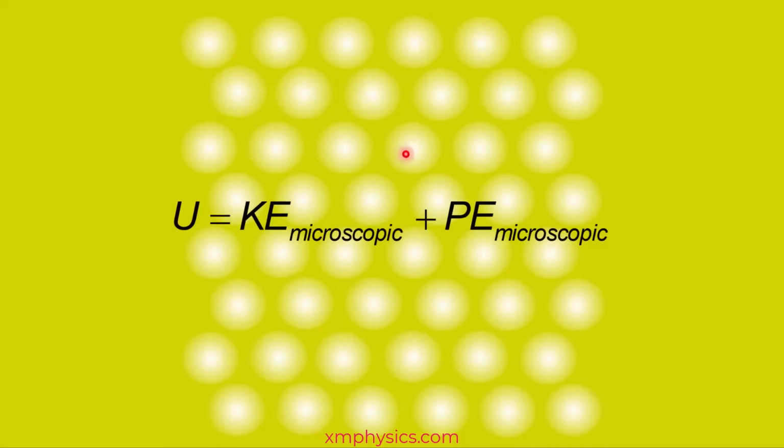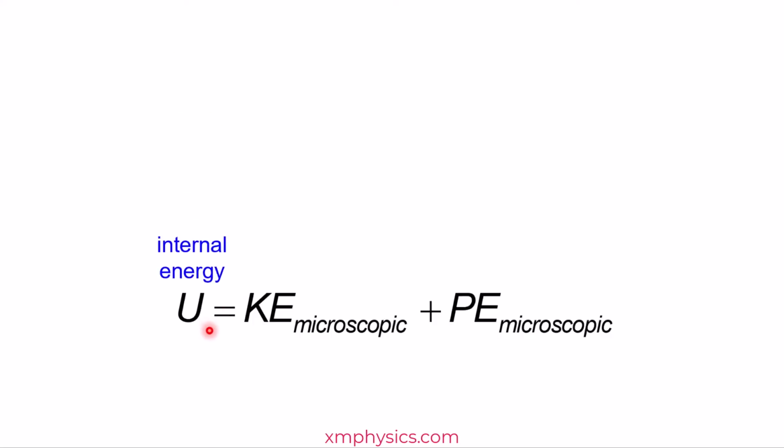So if we add up the kinetic energy of every single atom in the ducky, we get this term here, the microscopic KE. And if we sum up all the potential energy that arises from every intermolecular bond, then we have this term here, microscopic PE. The summation of all this is called the internal energy. So the internal energy, which is usually given the symbol U, is equal to the summation of all the kinetic energy and potential energy at the microscopic level.